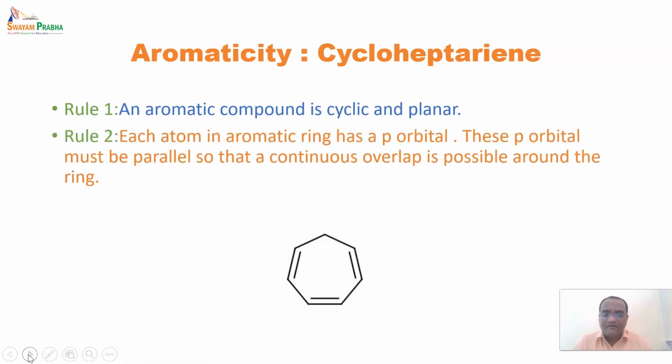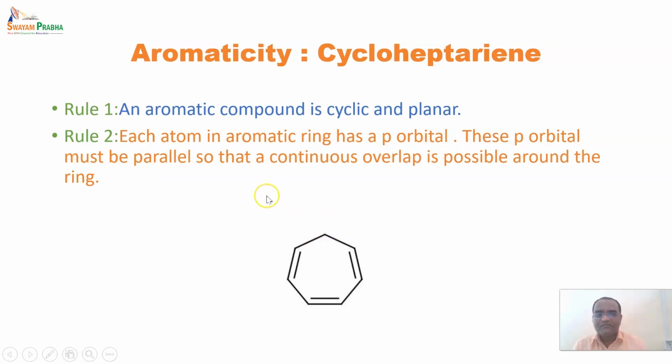Second thing is that each atom in an aromatic compound has a p orbital. But here in the case of cycloheptatriene, there is no p orbital for this carbon, which means there is no overlap actually, and that is why it is not an aromatic structure. This continuous overlap of p orbitals is required for delocalization of electrons, and it is not found in this compound. So this compound is not an aromatic structure.